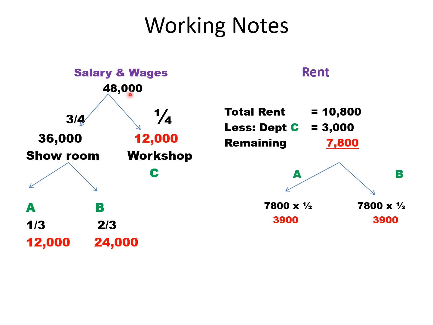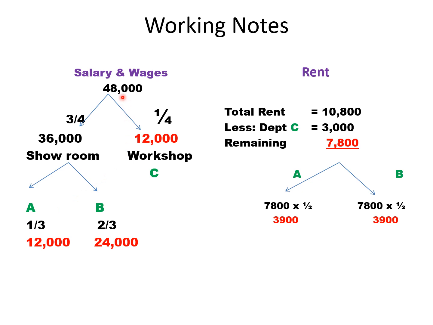Salary and wages. Total salary is 48,000. 3/4 will go to AB and 1/4 will go to C. I repeat, 3/4 will go to AB and 1/4 will go to C. So 48,000 into 3/4, you get 36,000. That 36,000 distribute to A and B in the ratio of 1:2.